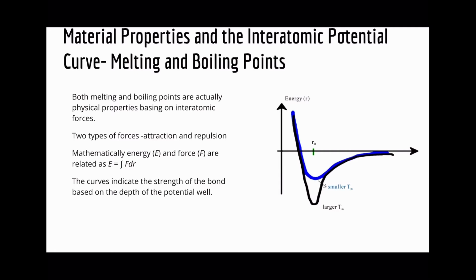When we increase temperature, which means we add energy to the bound atoms at the bottom of the well, they will vibrate about their equilibrium position. The deeper the well, the more stable the molecules are, so we need more energy to melt or boil some materials.